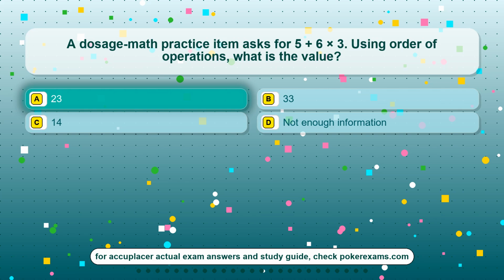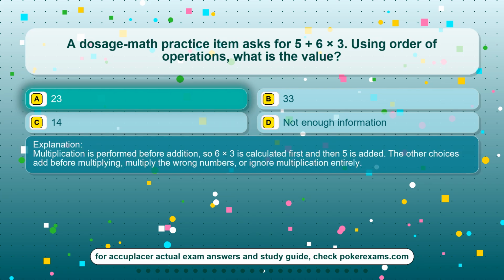The correct answer is option A, 23. Multiplication is performed before addition, so 6 times 3 is calculated first and then 5 is added. The other choices add before multiplying, multiply the wrong numbers, or ignore multiplication entirely.